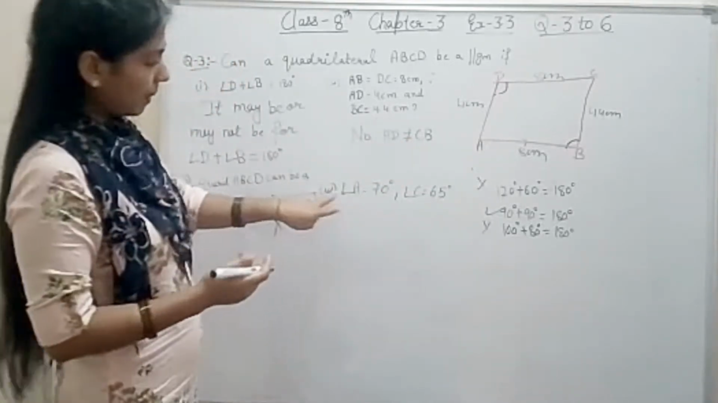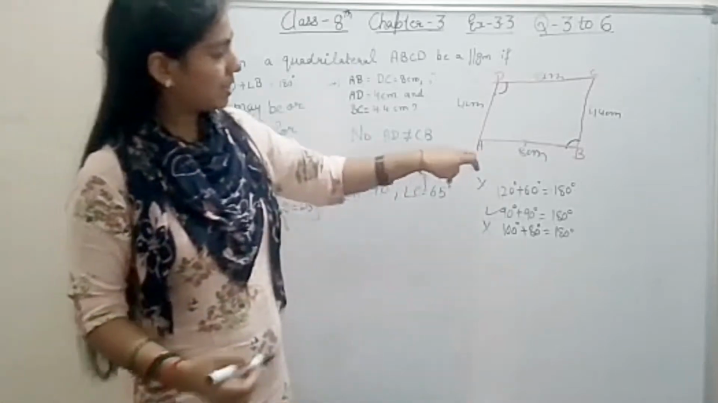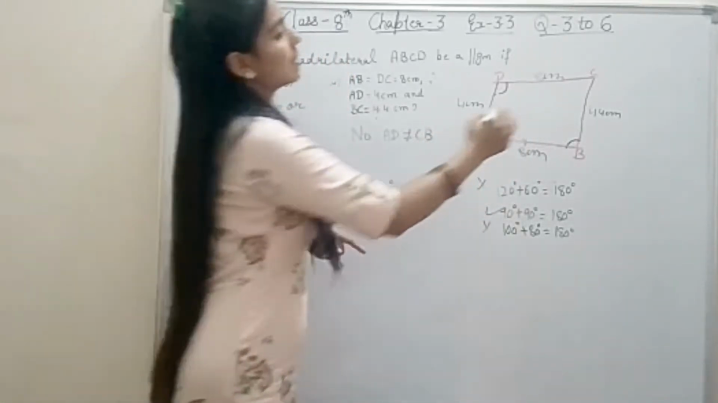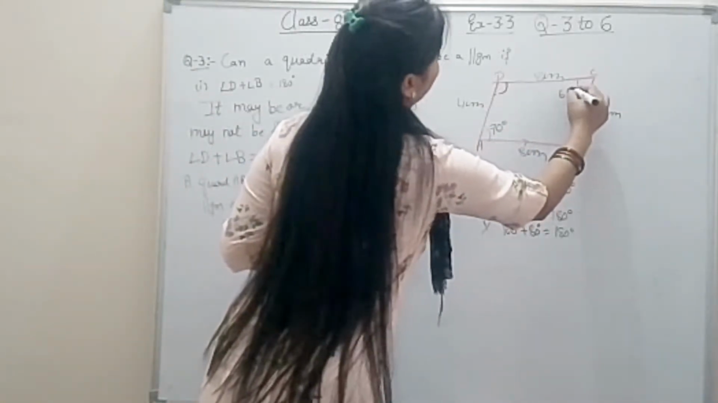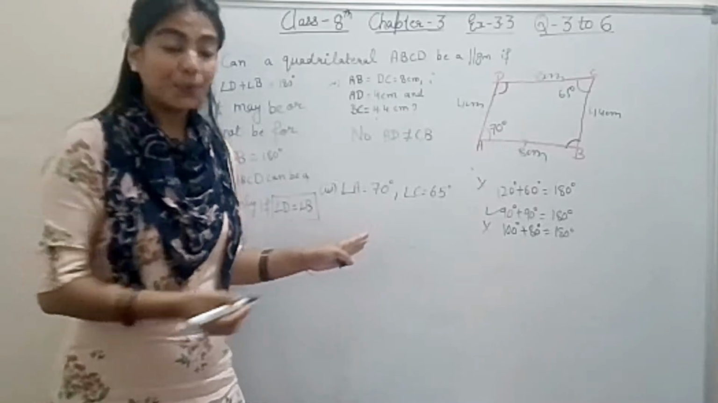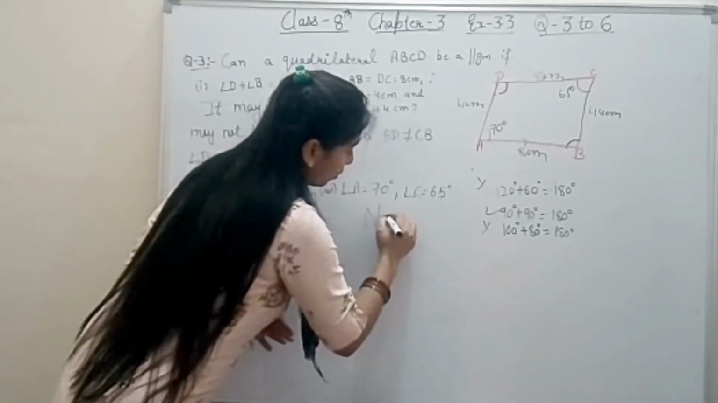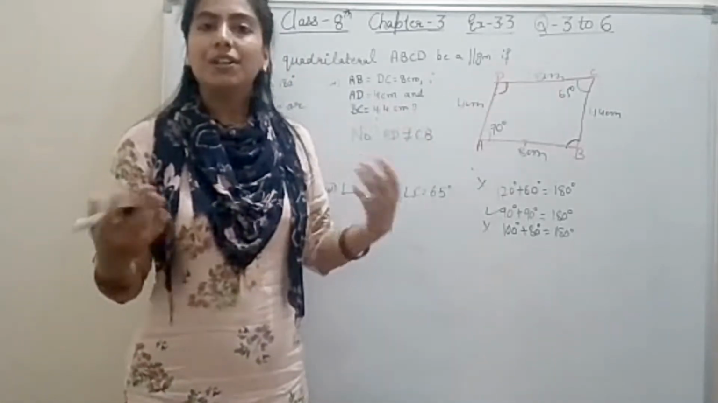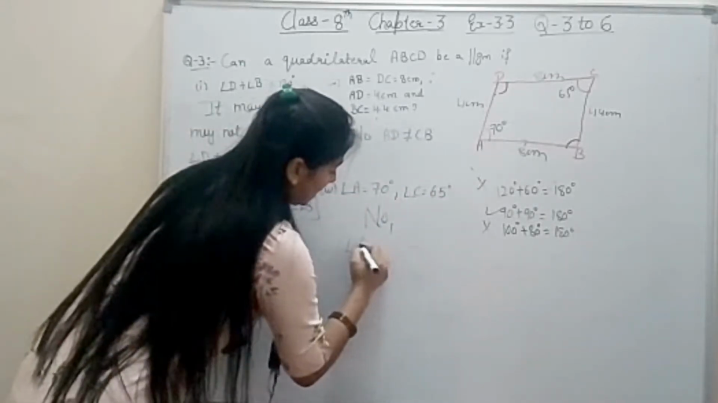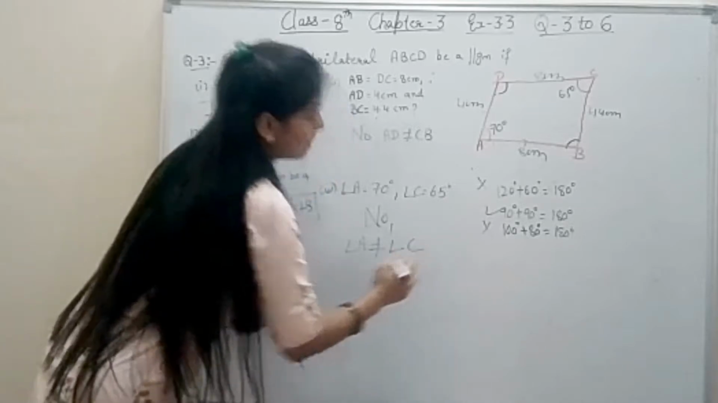Okay, now the third part: angle A is equal to 70 degrees. This angle is 70 degrees, angle C is 65 degrees. You can see, can it be a parallelogram? No. Why? Because opposite angles are not the same. Either you can write this or you can write angle A is not equal to angle C.